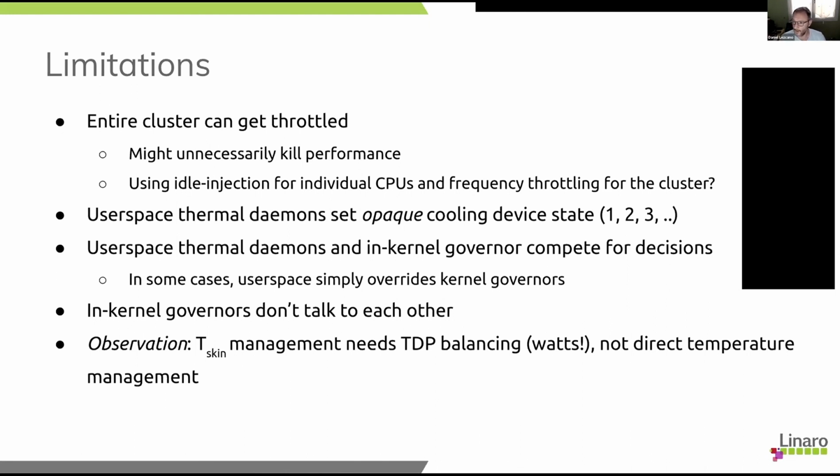So there are opaque values, which are the cooling device states, and they are very platform dependent, because I saw that some cooling devices have up to 1,000 states, like screen brightness. They put that as a cooling device, so they can act on the power of the devices.